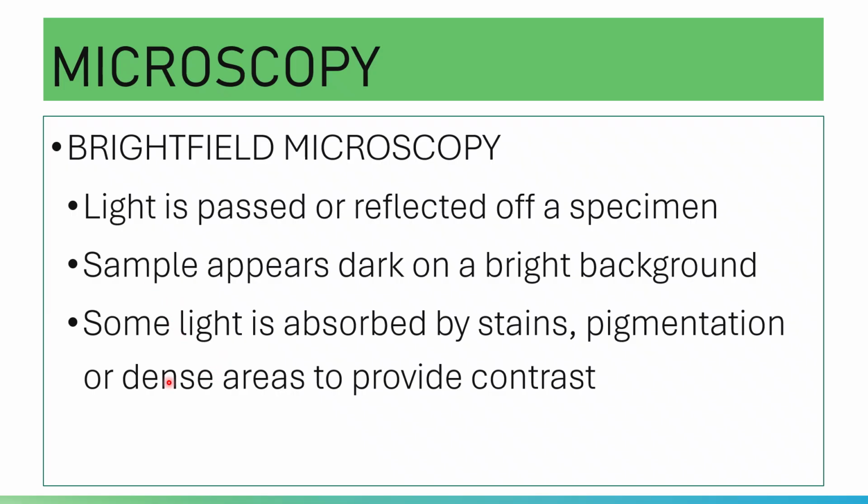Some light is absorbed by the stains, pigmentation, or dense areas to provide contrast, making them darker compared to the field. So again, as for the appearance, your stained samples show a contrast. Unstained samples often have low contrast and appear nearly transparent.